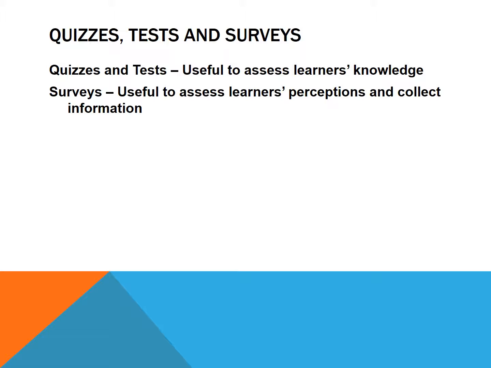Quizzes and tests are useful to assess learners' knowledge. Surveys are useful to assess learners' perceptions and collect information. And in many cases, surveys might be given with the option of remaining anonymous, or at least to have your identity masked, which is useful when collecting information for research projects. These tools allow for quick and inexpensive access for assessment and information gathering, especially when utilizing online tools. They can be graded instantly, feedback can be provided instantly.